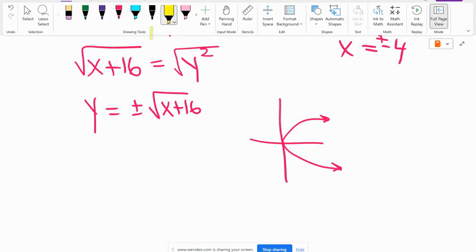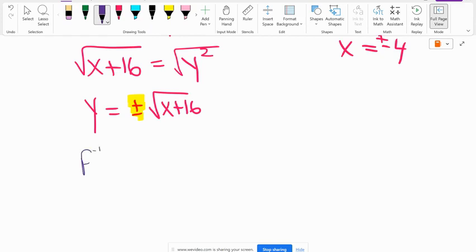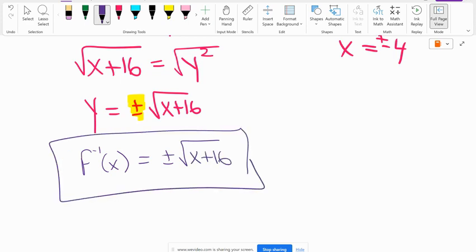That's why we need the plus or minus there. So now we've done what we needed to do. You now replace the y with f to the negative first power of x equals plus or minus the root of x plus 16. Don't forget to replace it back with the inverse function. If you don't do that, it's not wrong, but it's not fully correct. I'd take like half a point off. That's exactly what I want. I want you to then replace it with the inverse function.